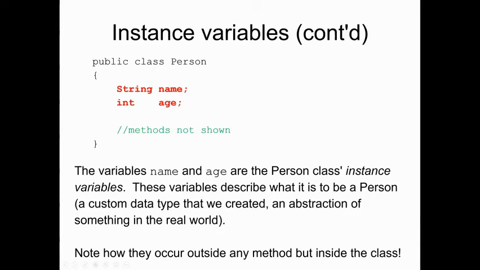So in our class, String name and int age are called instance variables. These variables describe what it is to be a person. This is our custom data type that we created. You could think of a Person as an abstraction of a real person in the real world. Note how they occur outside of any methods, but inside of the class. So the class is defined by this opening curly bracket and this closing curly bracket. So these variables can be accessed by any method.